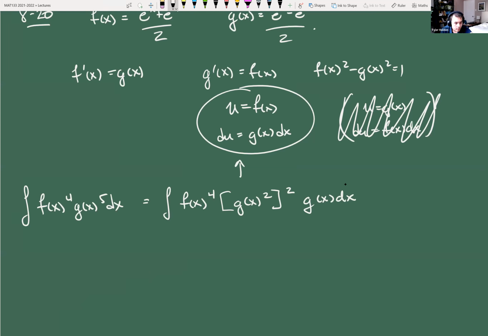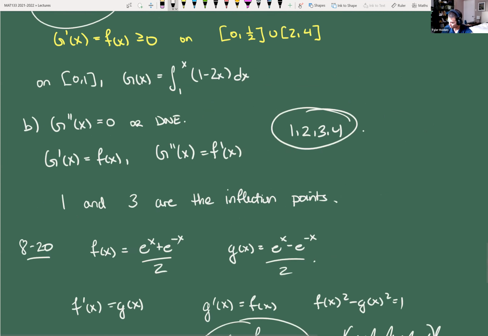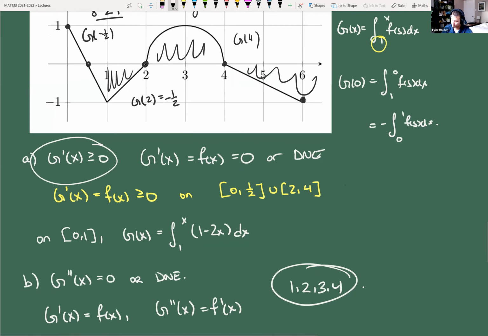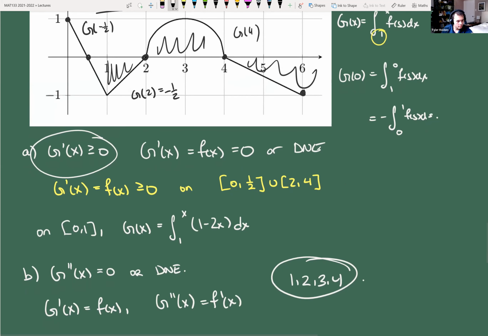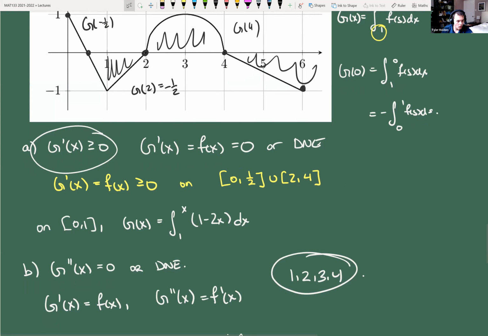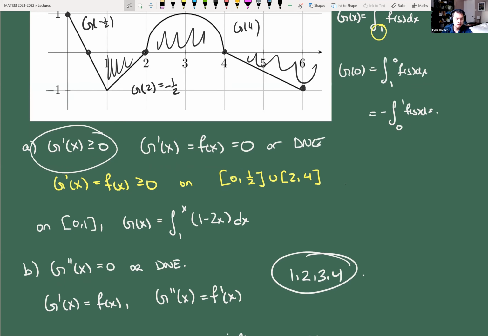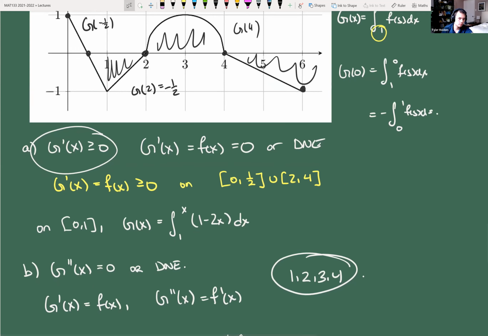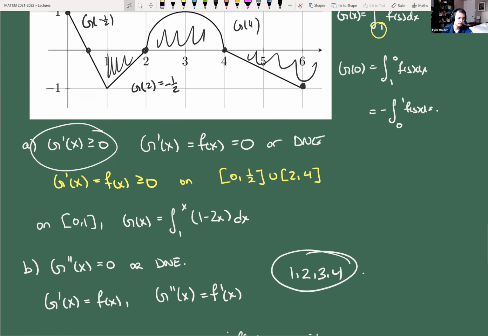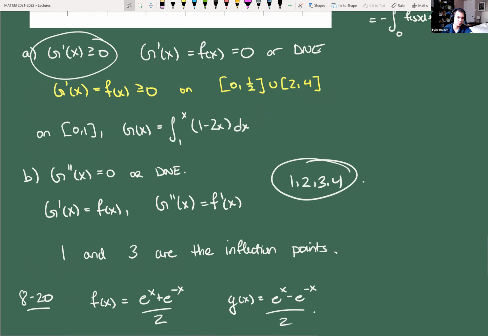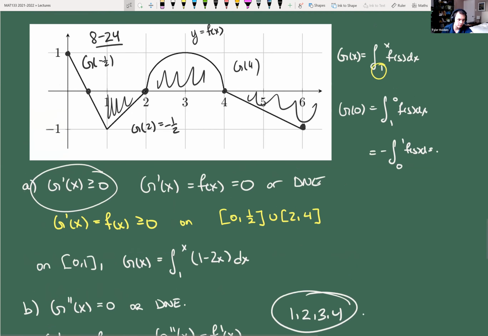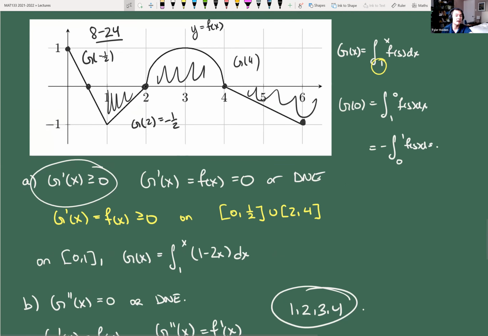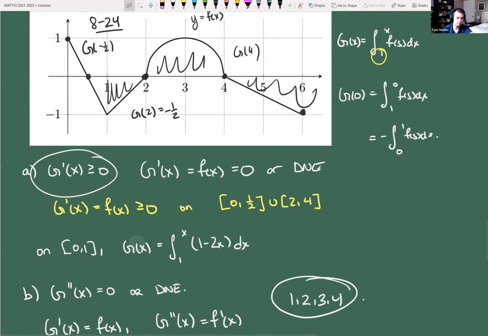The dotted points and the endpoints are where f of x doesn't exist. Yes. No, wait. The dotted points and the endpoints are where the derivative is 0, and the endpoints. Or sorry, just where the function is 0. The derivative of capital G is 0, but that's the same thing as saying just where f is 0, right? So it's where f is 0.